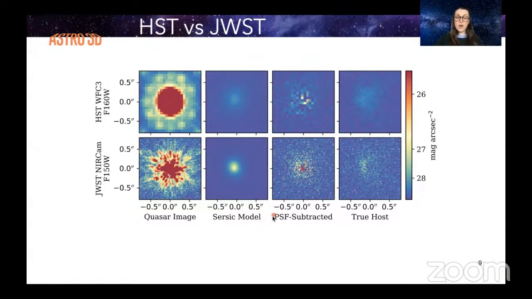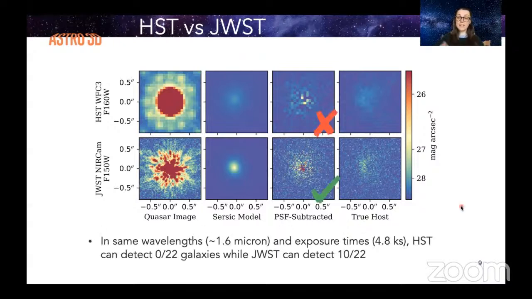If you look at the residual with the quasar subtracted, we have these images here. And then in the final plot, in the right panel, we have what the host actually looks like. Now, the benefit of having these simulations is that we know what the host galaxy looks like without the quasar light, and so we know directly what to compare it to. So ideally, you want this PSF subtracted panel to look like the true host panel. Running the statistical analysis, we find for this example, HST makes no successful detection, but JWST does.